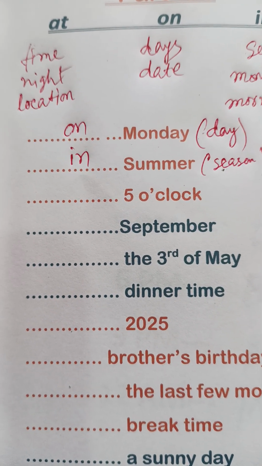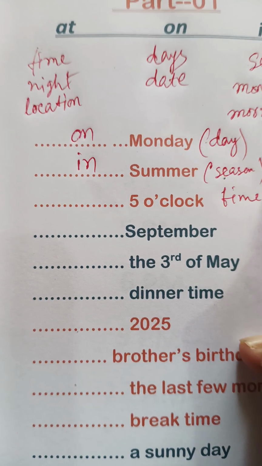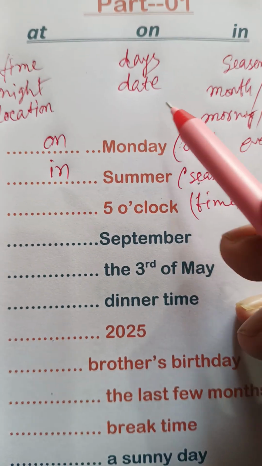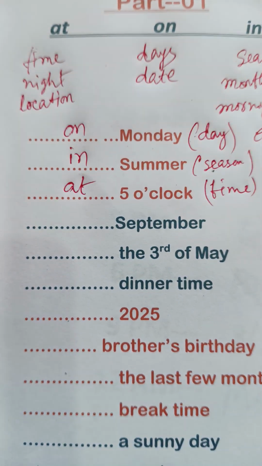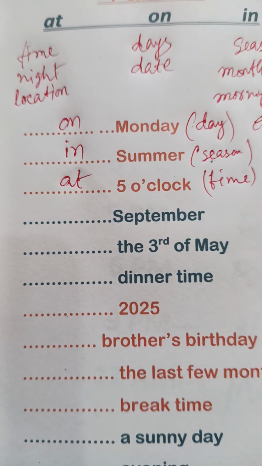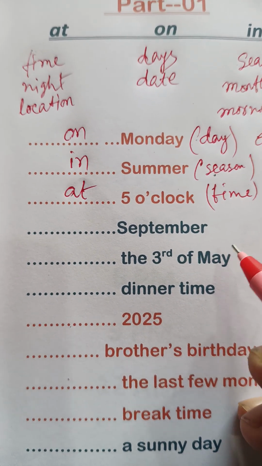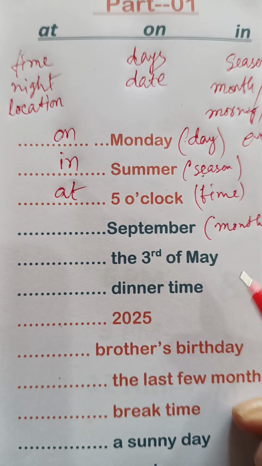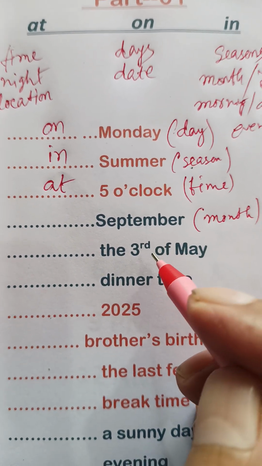5 o'clock. It's a time, so we use at. Next, September. September is a month, so we use in.